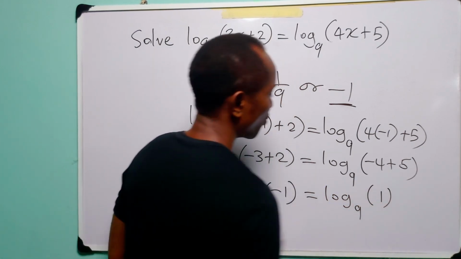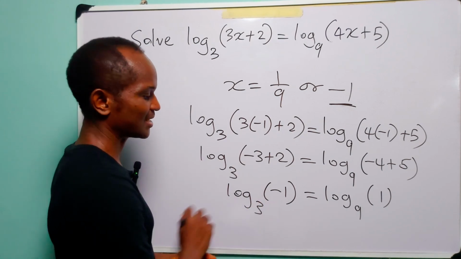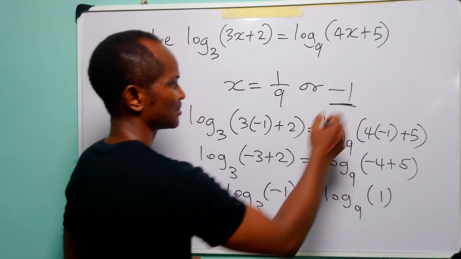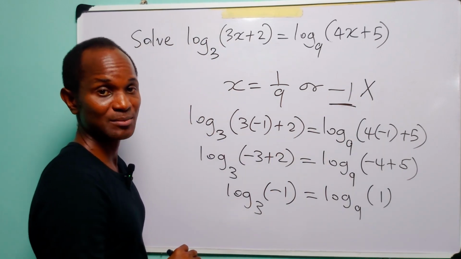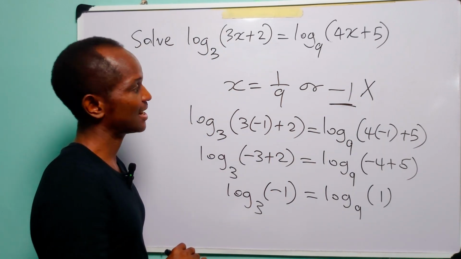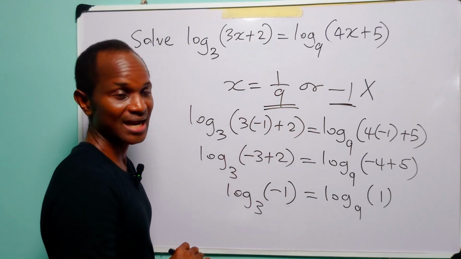9 of 1. But we know that the logarithm of a negative number is undefined. So that means that x is equal to minus 1 is not acceptable. So the only right answer that we have is x equal to 1 over 9.